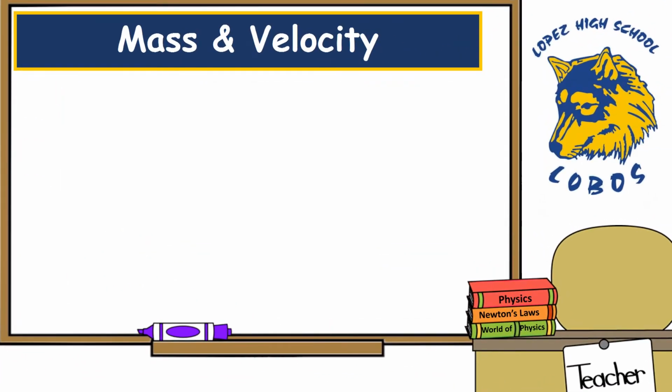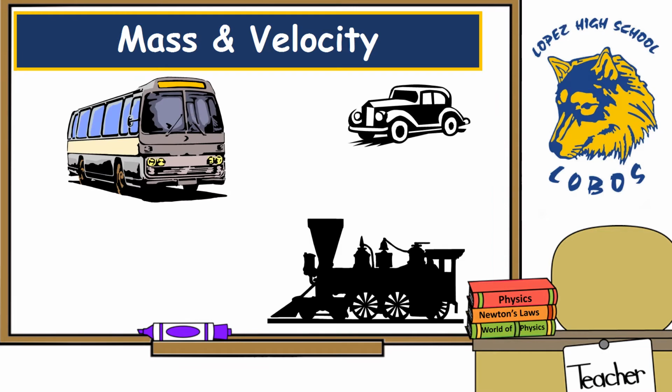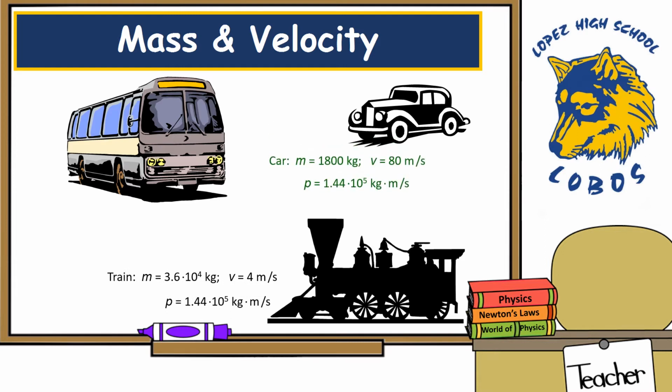Let's take a look at the various moving objects and their momentum. Notice that the train, bus, and car all have different masses and velocities, but their momentum is still the same. The massive train has a slow velocity, the low mass car has a greater velocity, and the bus with moderate mass has moderate velocity. Therefore, both mass and velocity equally affect momentum.